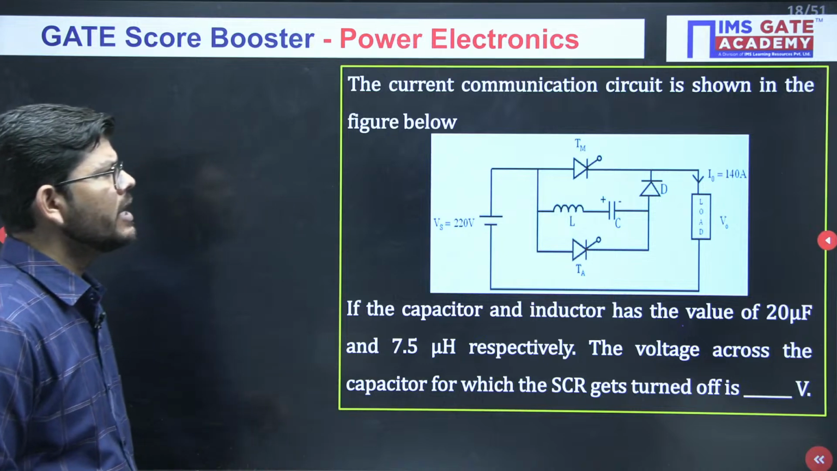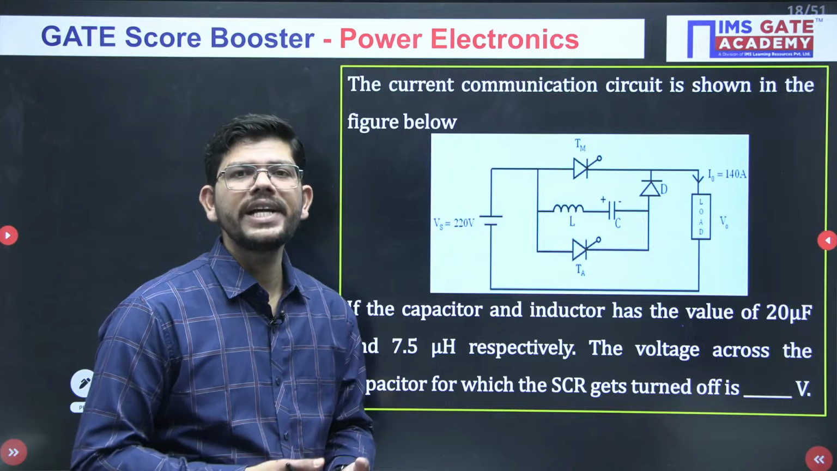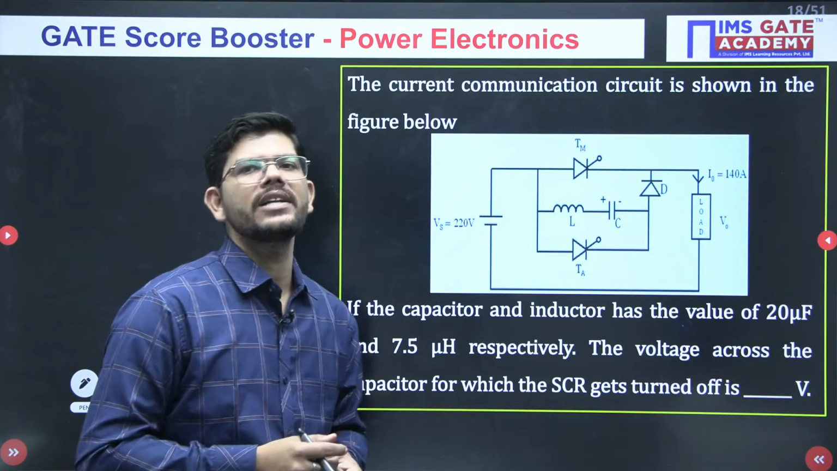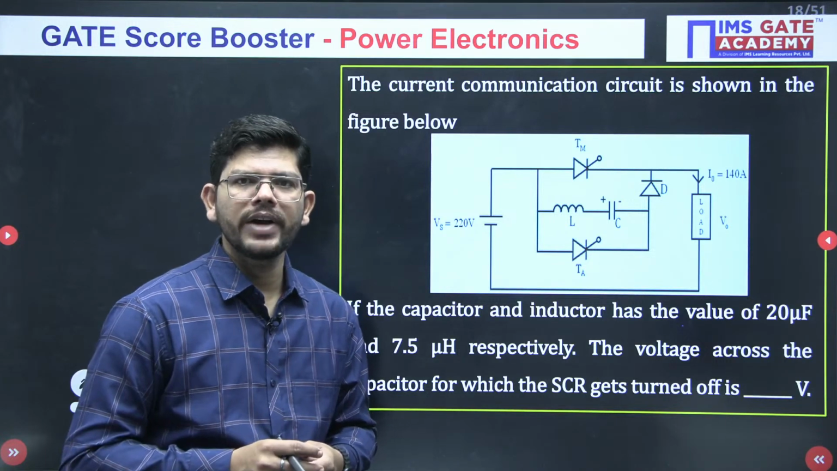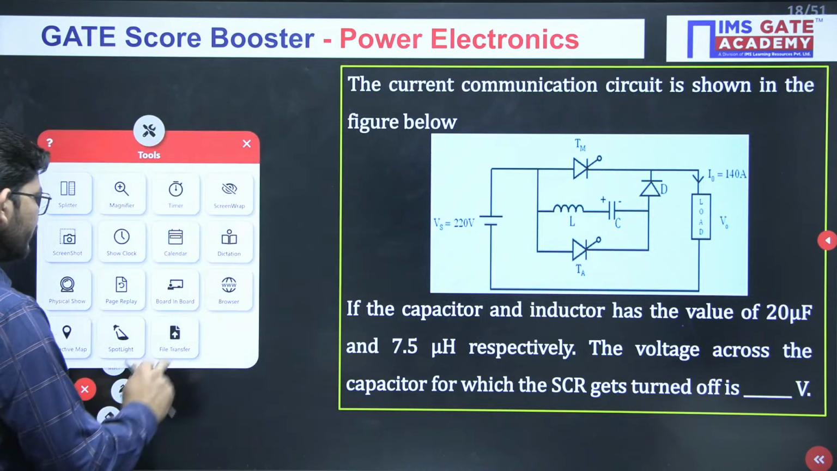Okay, you have to find when the SCR is getting off, what voltage the capacitor is applying, what capacitor voltage is acting as a reverse bias voltage across the switch. This is what you have to find here. Okay, so your time starts now.